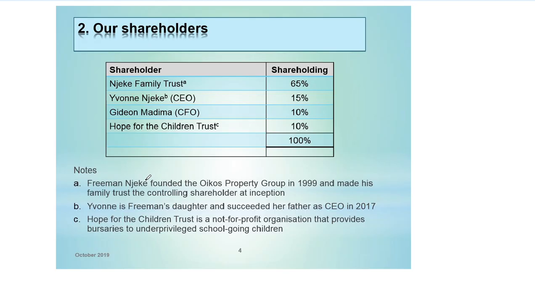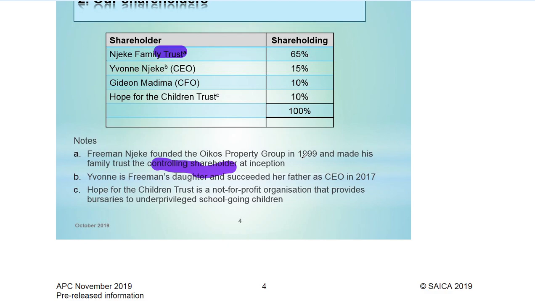and made his family trust the controlling shareholder at the inception. Now it makes sense why they have 65%, because when Freeman founded this company back in 1999, they decided that the controlling shareholder of this company will be the trust. All right. And then we know the company has been around for many years. It has been around for almost 20 years as of 2019.